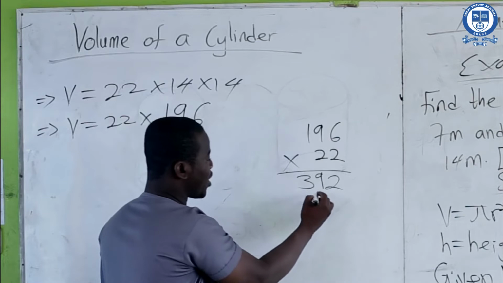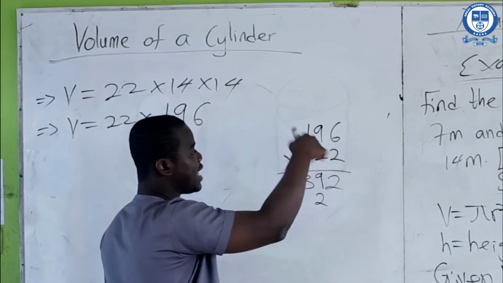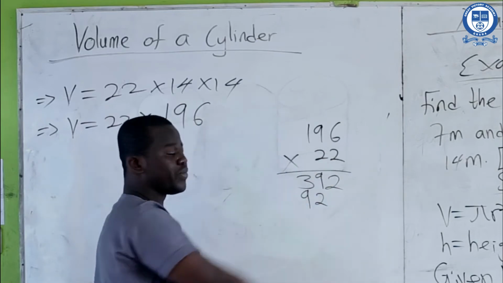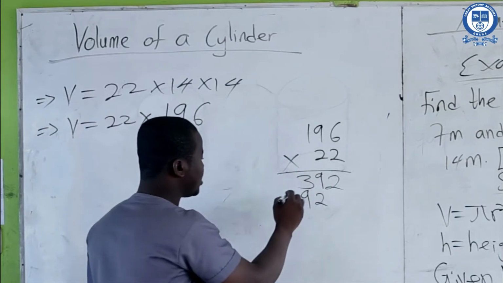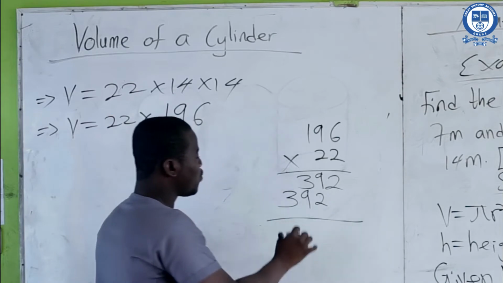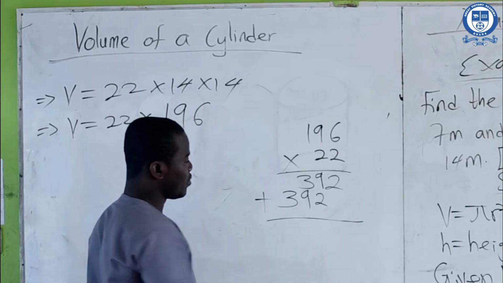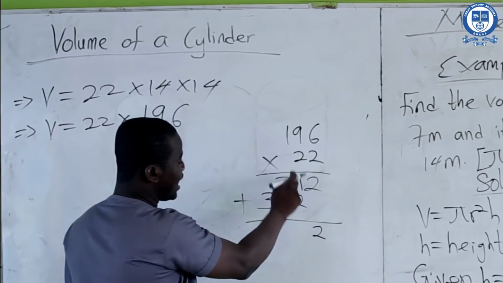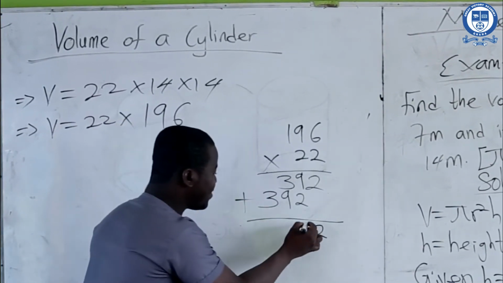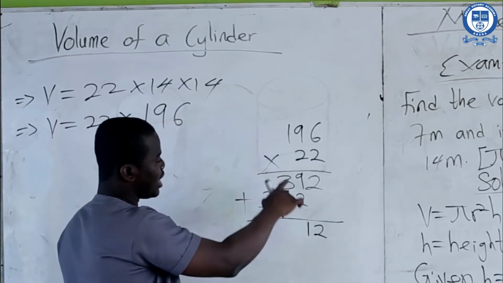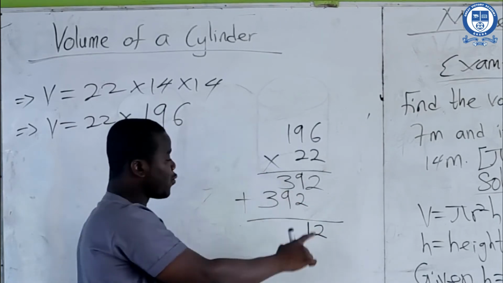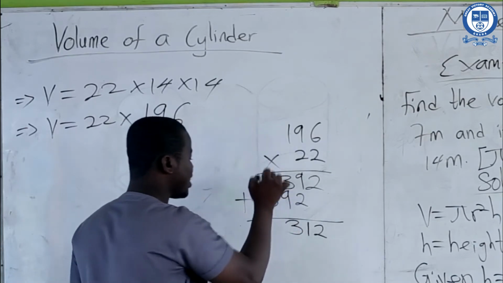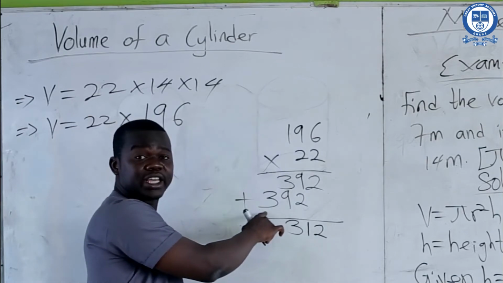2 times 6, 12. Remainder 1. 2 times 9, 18. Plus 1, that's 19. 9 remainder 1. Then 2 times 2, that is 4, plus the remainder 1 gives us 5. Now, we add. Here we have 2, because 2 plus 0 is 2. 9 plus 2 gives you 11. Remainder 1. Add it to 3, that makes it 4. 4 plus 9 should give you 13. So 3, remainder 1. Add the 1 to the 3 here gives us 4.